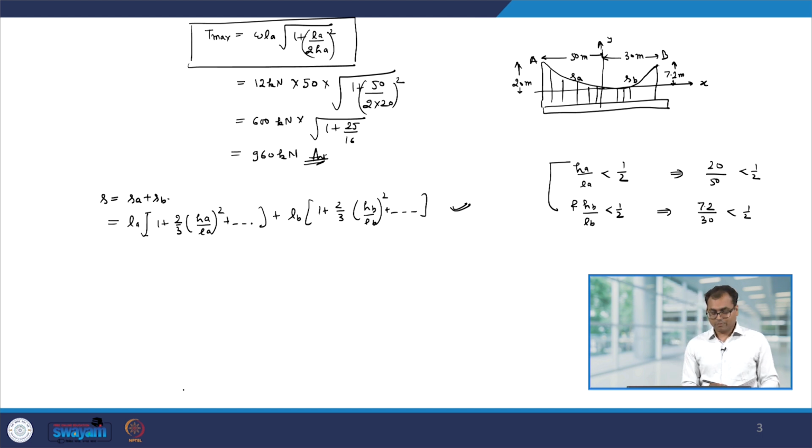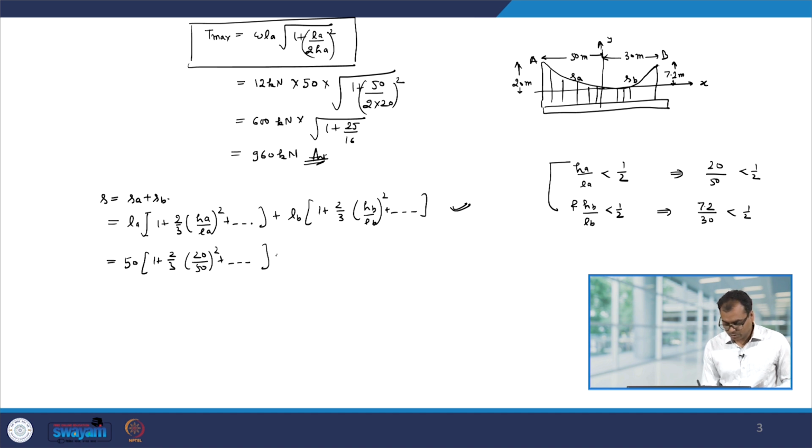Okay. So, I have taken only the second term, but to get the exact value of S, you can take the third term and fourth term also. So, this will be 50 times (1 plus 2 by 3 times (20 over 50) whole square plus dot dot dot) plus 30 times (1 plus 2 by 3 times (7.2 divided by 30) whole square plus dot dot dot).